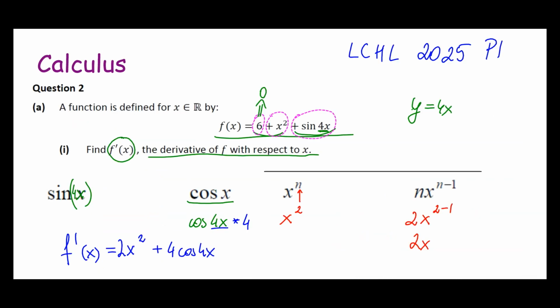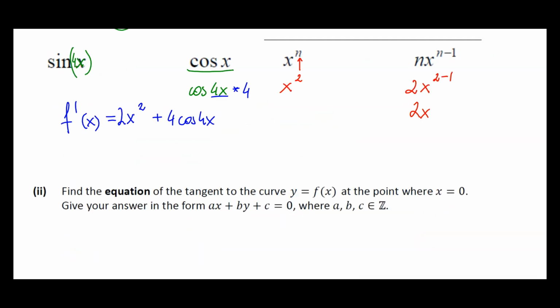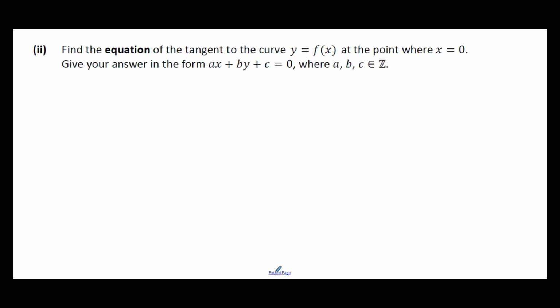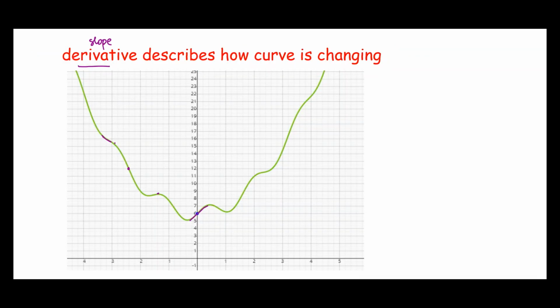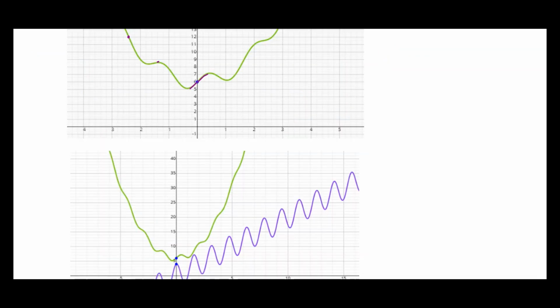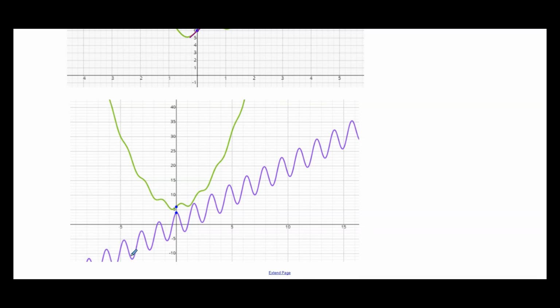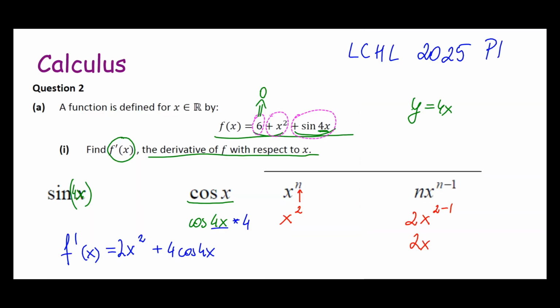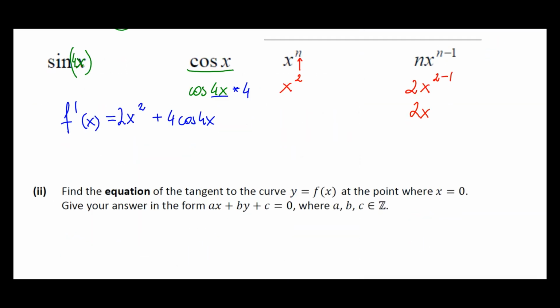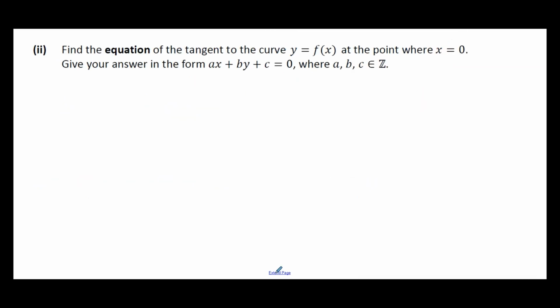Okay, then let's have a look at the next part of this question. Part 2. Find the equation of the tangent to the curve at a point where x equals 0. By the way, I just want to show you, for the curious mind, here is the graph of our function, and this is the graph of the derivative. Yeah, it looks very strange, I agree. Okay, anyway, that was just to satisfy you if you are curious about how it looks. Okay, so back to our question. So we are looking for the equation of what? Of a tangent. What is a tangent?